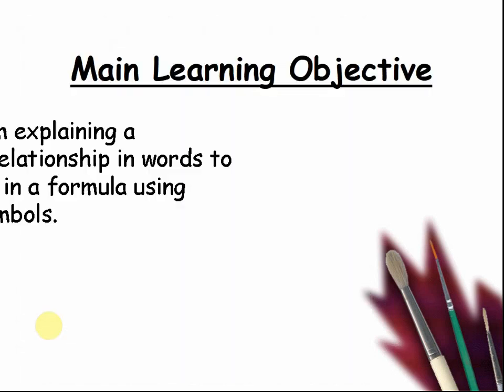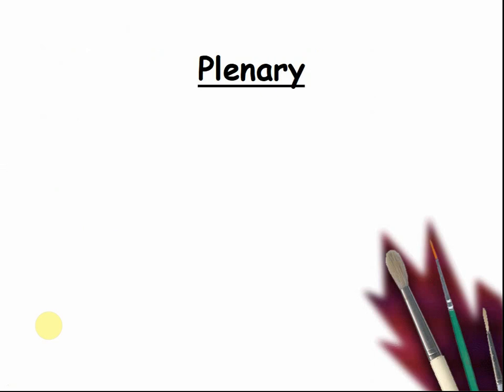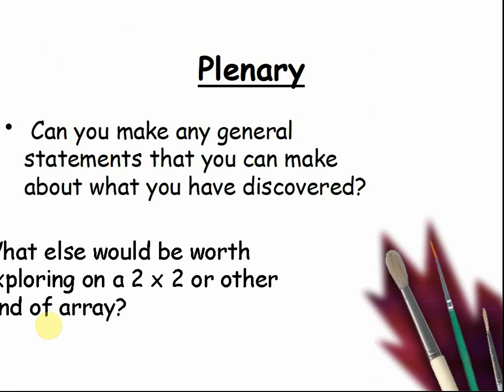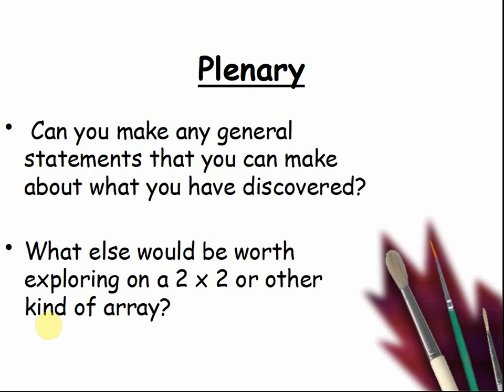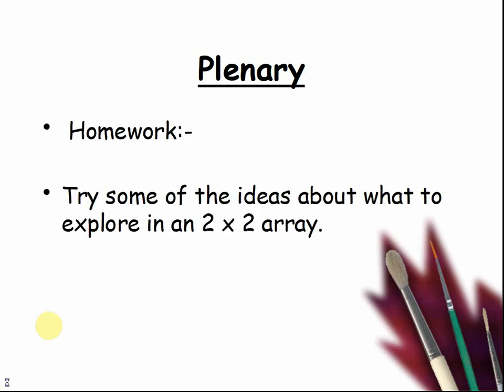Main learning objective. Develop from explaining a generalized relationship in words to expressing it in a formula using letters as symbols. Plenary. Can you make any general statements that you can make about what you have discovered? What else would be worth exploring on a 2 times 2 or other kind of array? Pause the video and discuss. Homework. Try some of the ideas about what to explore in a 2 times 2 array.